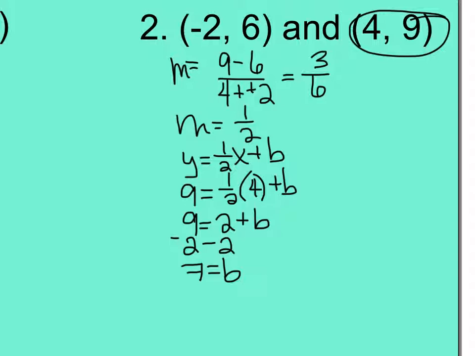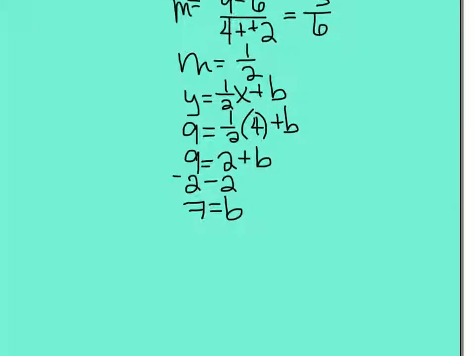Now, one thing I should have done on the first one that I didn't, or that I'm going to do here, is they do tell us to write the function. So we don't put y equals, we do put f of x. 1/2 x plus 7 is your final answer. And again, number 1 should also have f of x instead of y.